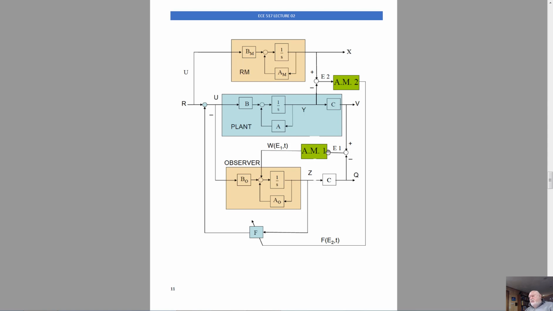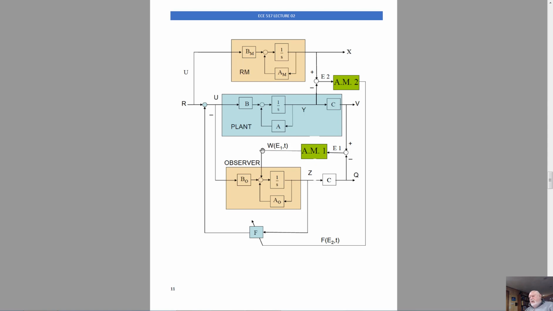What is the special adaptation mechanism? Number one, it is a procedure that is driven by error 1. And look at the error 1. Error 1 is the discrepancy between the output of the controlled plant and the output of the state observer. One output is compared against another output. We have the error extracted, and then we have the adaptation mechanism number one.